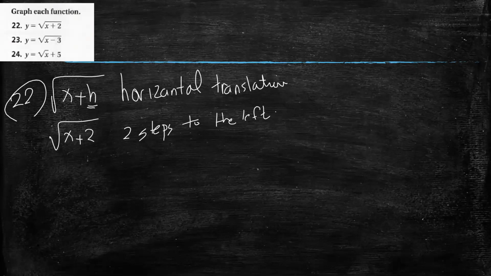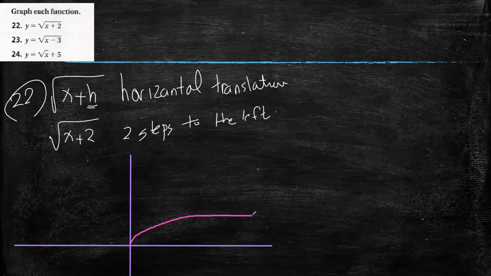So this is my parent function here. And I need now to translate it 2 steps to the left. So that means just move this line here, 1 and 2. So this will be now x plus 2. This is for number 22.